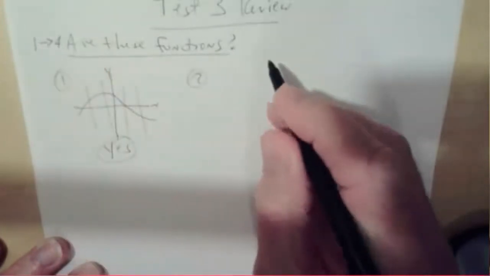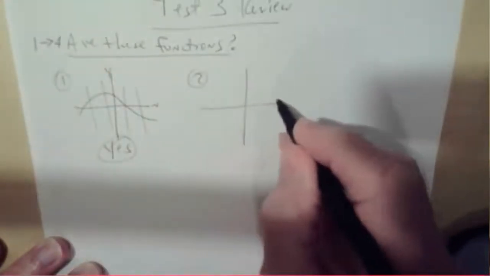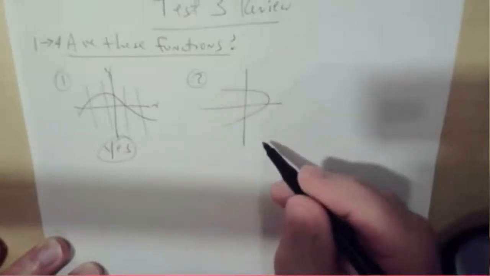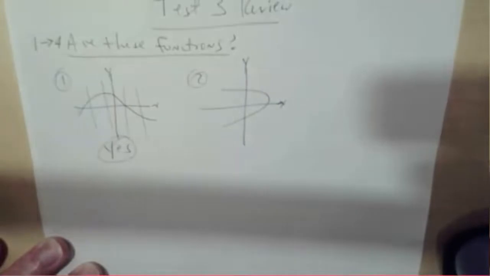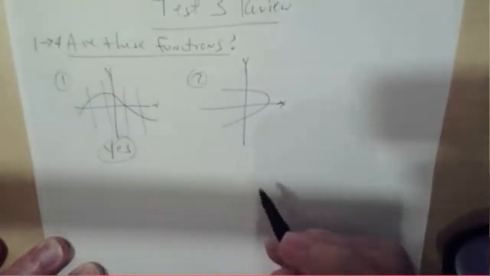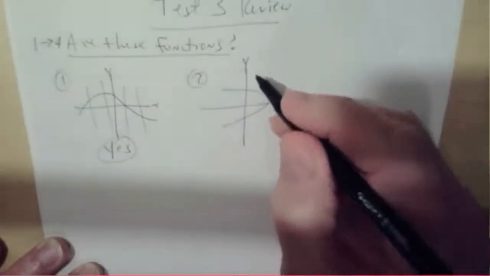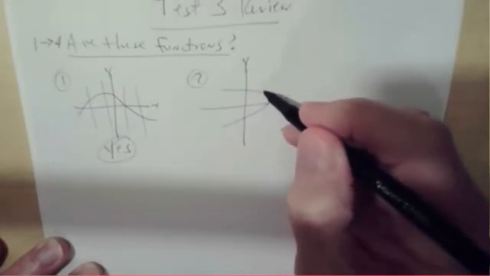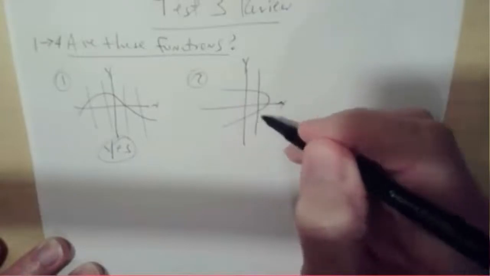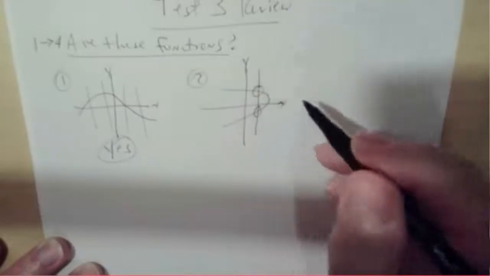Number 2 is a parabola opening this way. Now, y-axis, x-axis. Can you draw a vertical line anywhere and it cross the graph in more than one place? Yeah, crosses here and here. So is this a function? No.